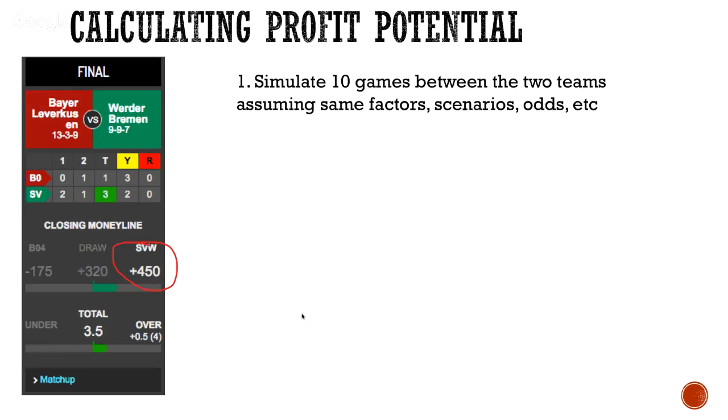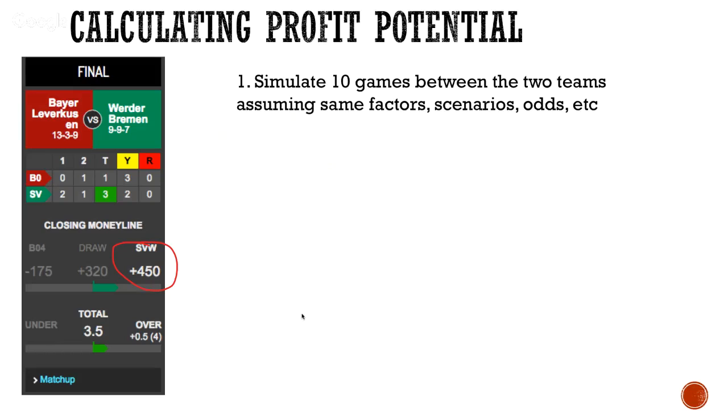Now, what we would do in this scenario is simulate 10 games between the two teams, assuming the same factors, scenarios, odds, etc. If you remember back in our previous example, these teams were 62 and 61 in a power ranking. So basically they were even. Both teams have an equal chance of winning a game. So we're going to pretend hypothetically that these teams play 10 times under the same conditions. It's hypothetical, but it helps us calculate our profit potential.